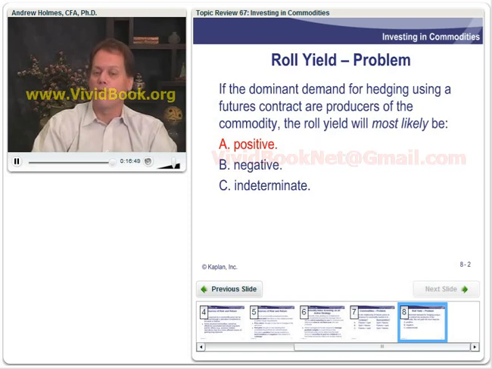So, quick little reading, not much to get here, but make sure you understand what the roll yield is, where it comes from, when it's going to be positive, and when it's going to be negative. Good luck with this material.